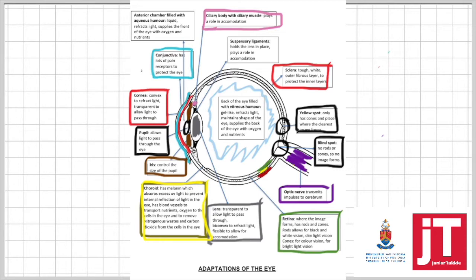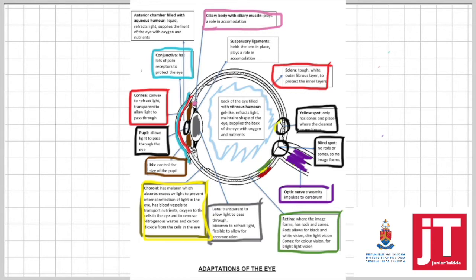Then directly in front of the optic nerve is the blind spot. And the blind spot, from its name, no image forms there because there are no rods and no cones. So there's no image, so you can't see anything at that point.